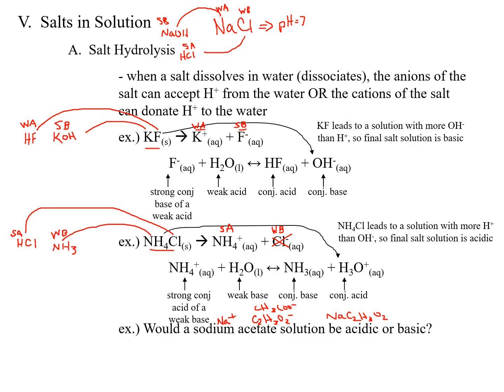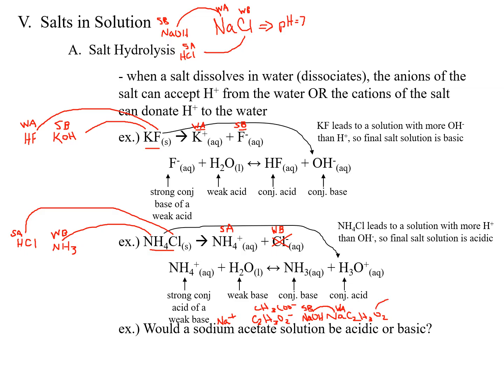But we want to figure out whether it's acidic or basic. So really the important part here is, where did the Na positive come from? What acid or base did it come from? And what did the acetate come from? So the positive always comes from a base. So what did Na positive come from? It came from NaOH. NaOH was a strong base. So that makes Na a weak acid. So we can ignore the Na for sure.